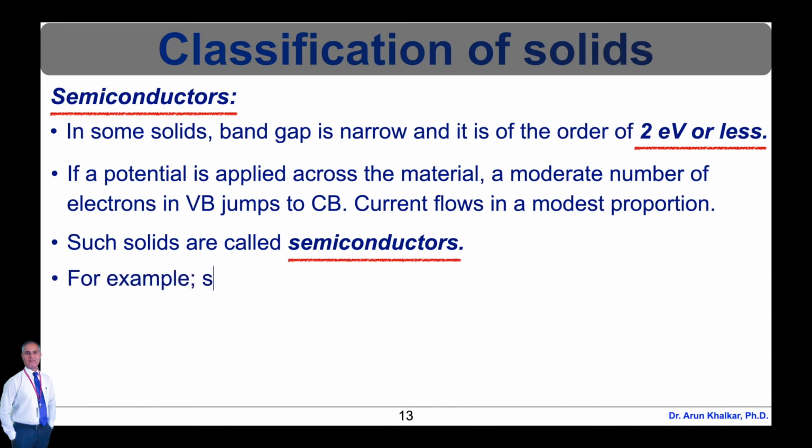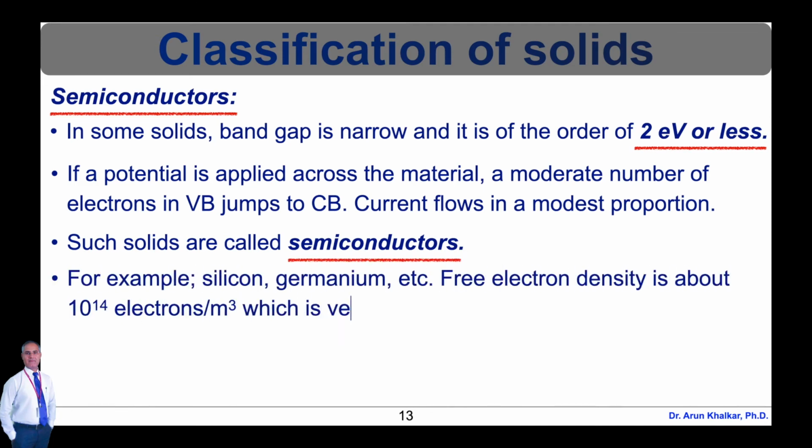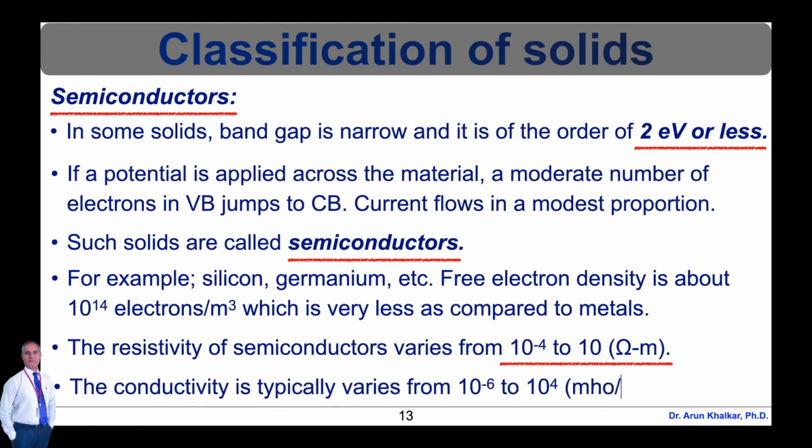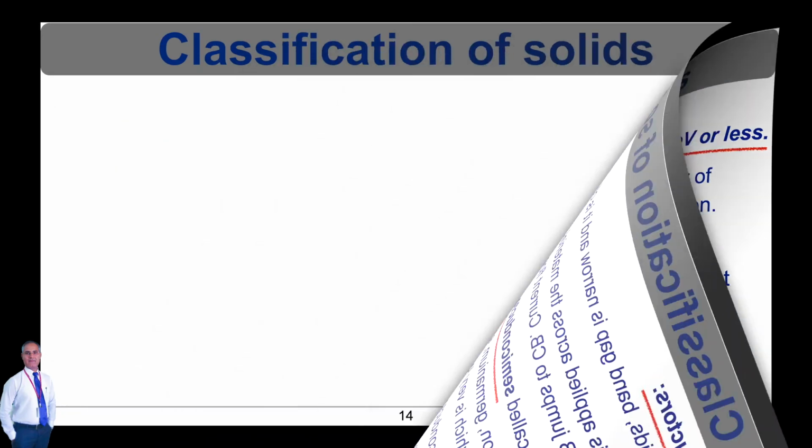Examples are silicon, germanium, etc. Free electron density is about 10 raised to 14 electrons per meter cube, which is very less as compared to the metals. The resistivity of semiconductors varies from 10 raised to 4 to 10 ohm meter, which depends on several factors such as doping concentration, temperature, etc. The conductivity typically varies from 10 raised to minus 6 to 10 raised to 4 mho per meter.